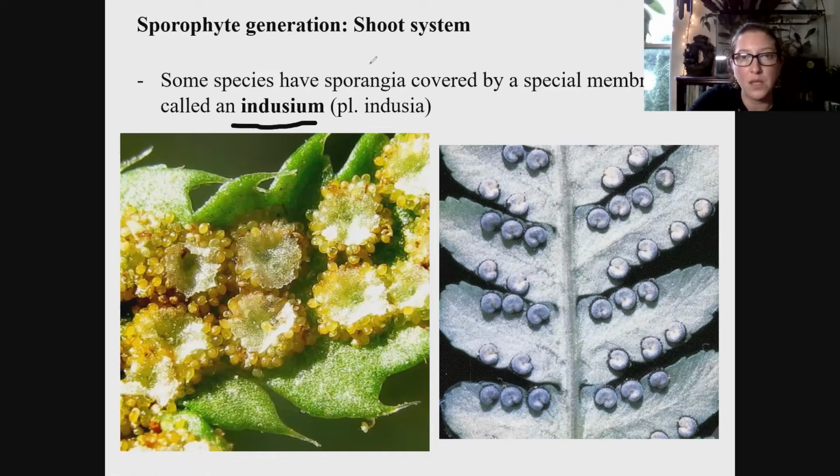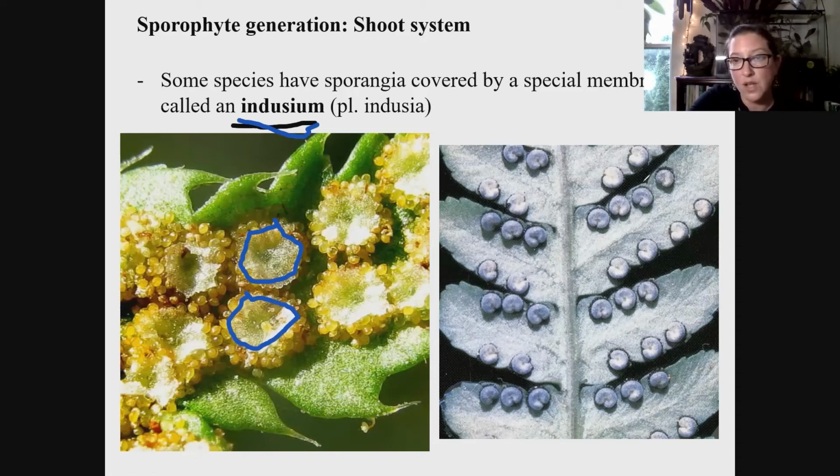So let me hold on. Annotate. Yes, I guess I'll use dark blue. So do you see this flat thing on top of this sorus? Here's another flat thing on top of that sorus. That's that special membrane called an indusium.